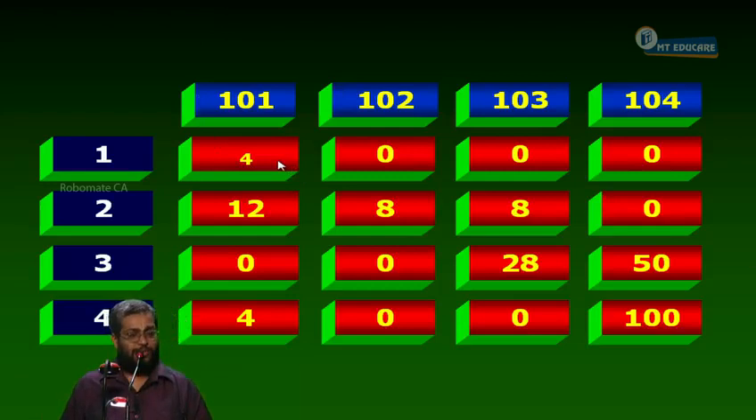Now, tell me, is there any row with 4 zeros, yes or no? No. Any column with 4 zeros? No. Any row with 3 zeros? Yes. Which row? First row. That's all. Any column with 3 zeros? Yes. Which column? Second column.